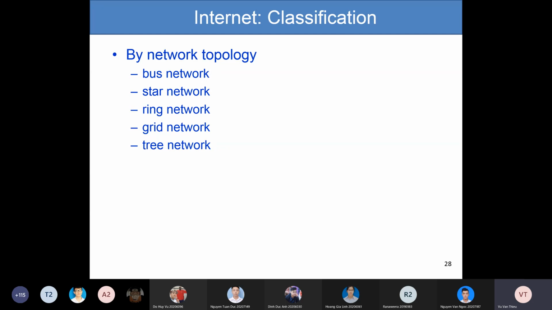So depending on the topology, the cost and reliability of the network are different. The simple and cheap network, of course, is not as good. The good network, of course, is expensive and more reliable.